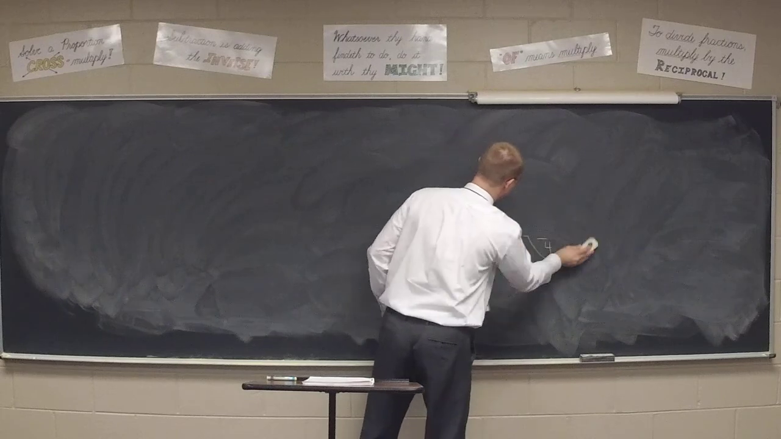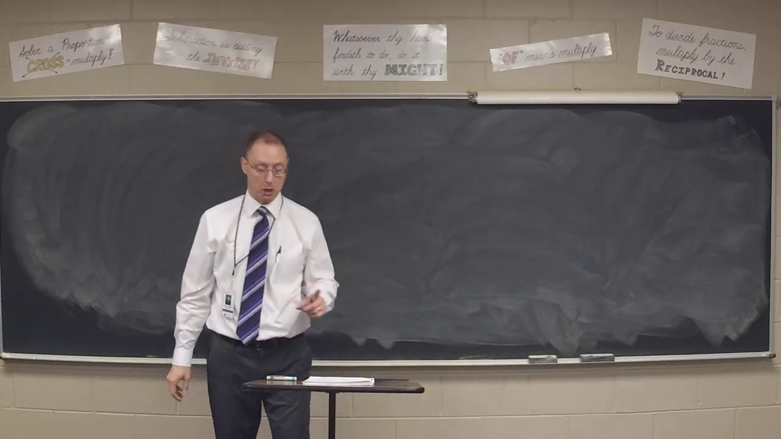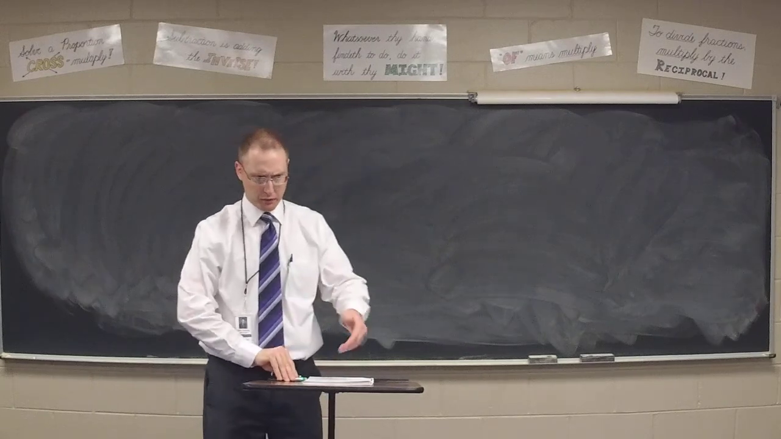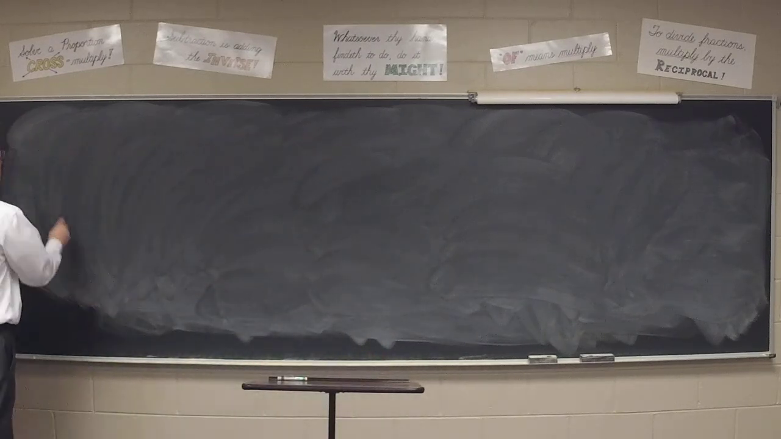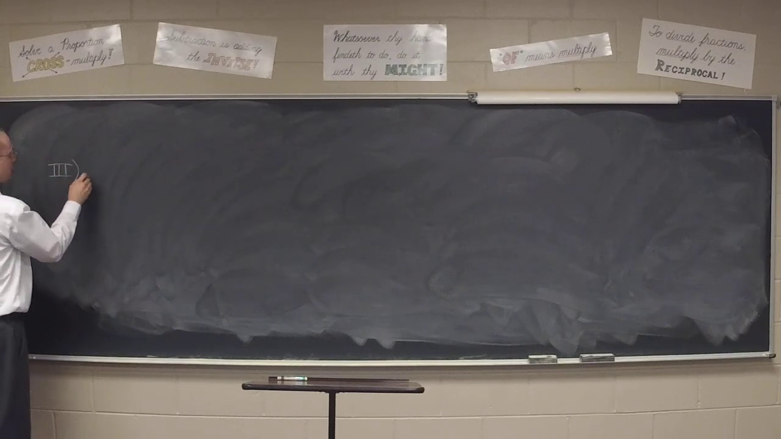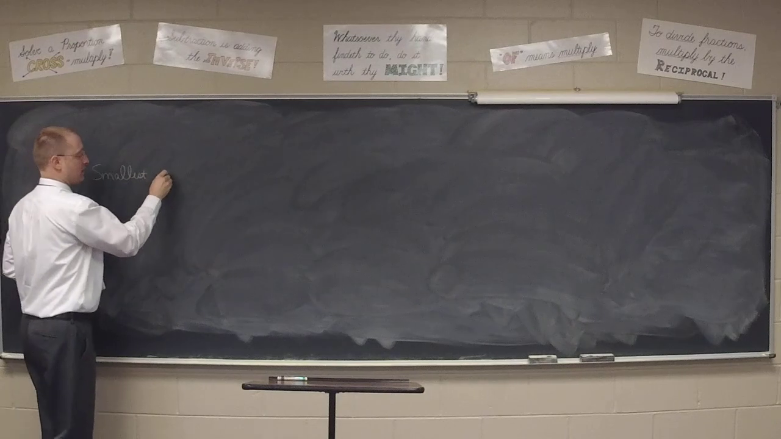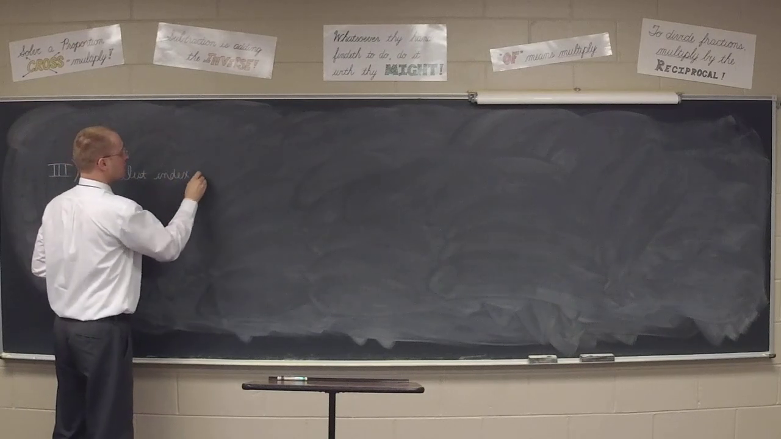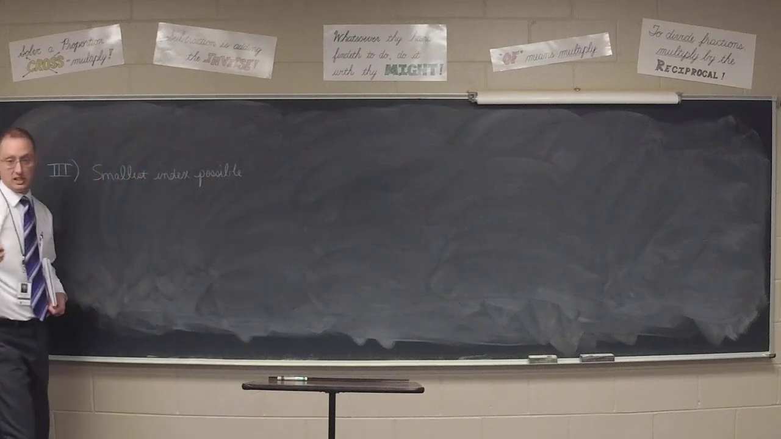Reducing radicals, part 3. We've talked about making the radicand smaller. We've talked about getting rid of the fraction from the radical if there is one. But for part number 3 in reducing radicals, we want the smallest index possible. Not only do we want a small radicand, we also want small indexes.